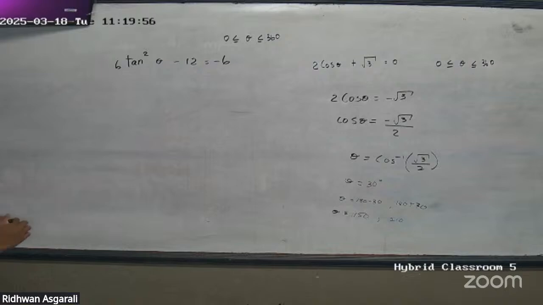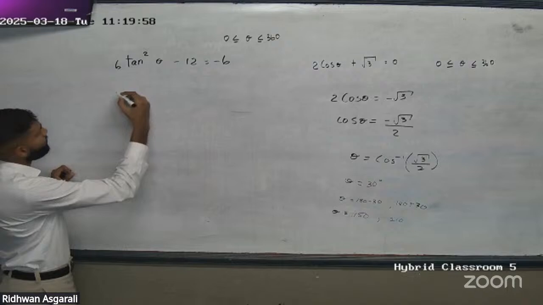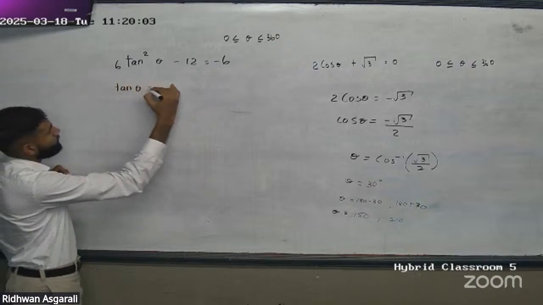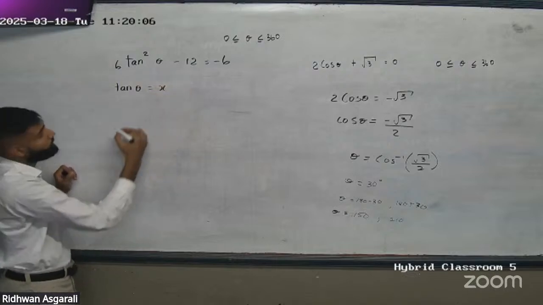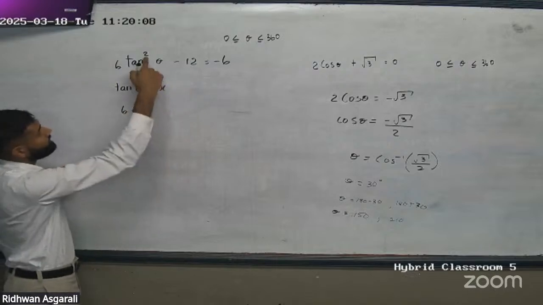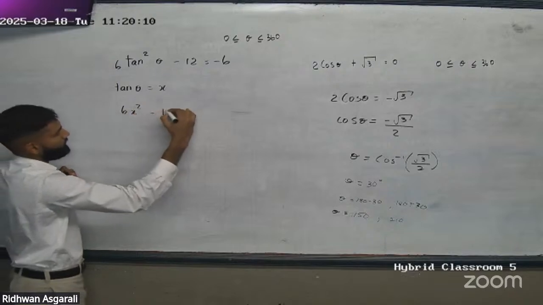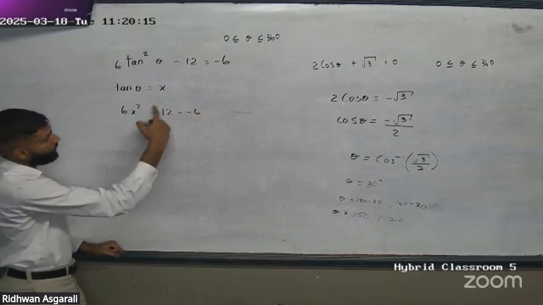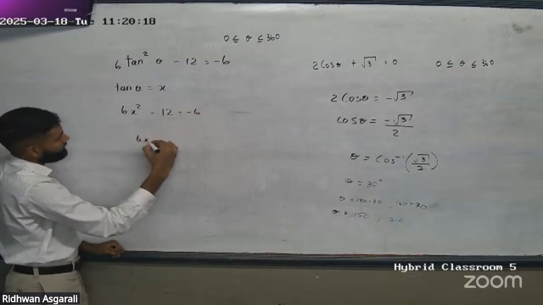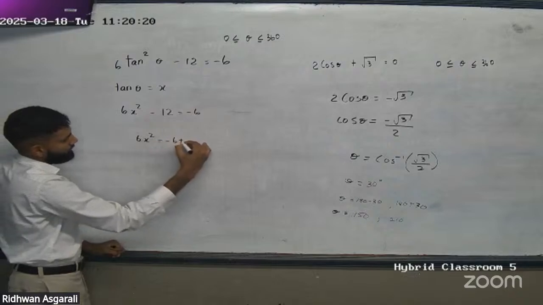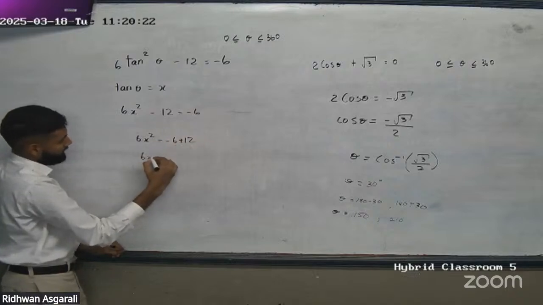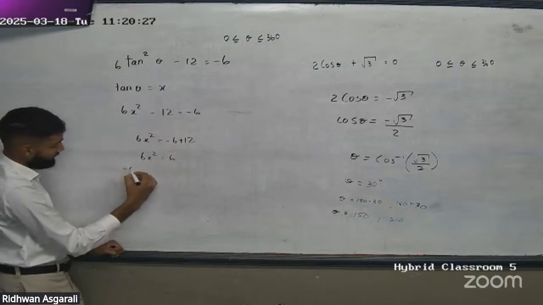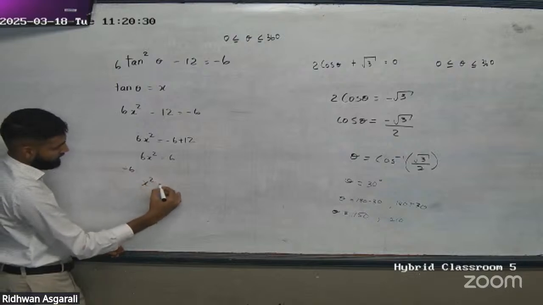Right, let's try it. So, we select the tan theta equal to x, yeah? So we end up with 6x squared minus 12 equal to minus 6, yeah? I'm moving the 12 across, so you get 6x squared equals minus 6 plus 12. 6x squared equals 6. I get rid of the sixes by dividing by 6. So we get x squared equals 1.